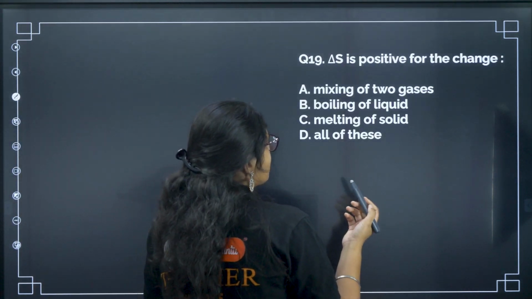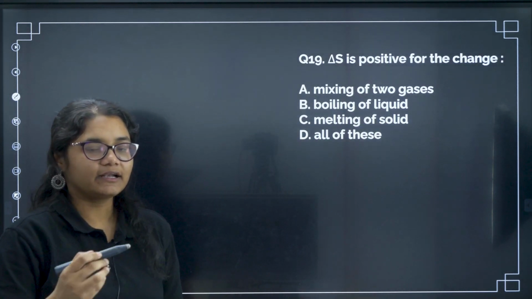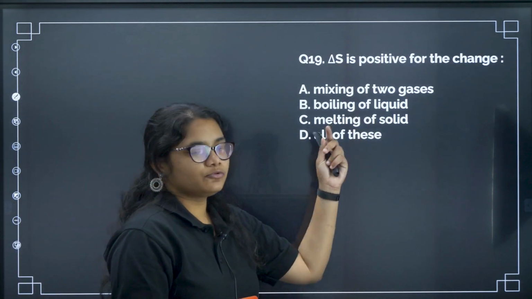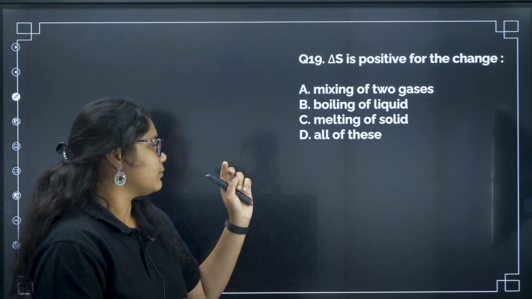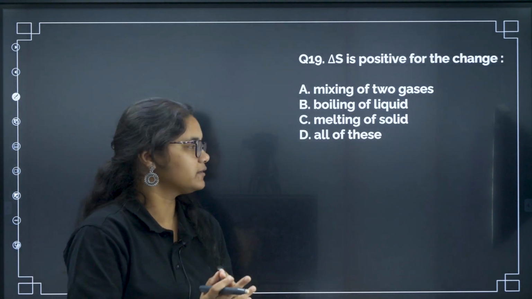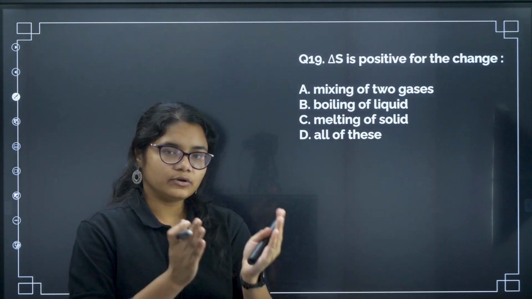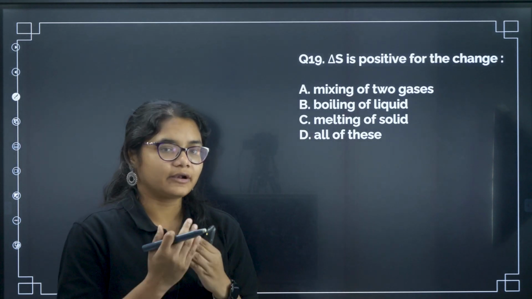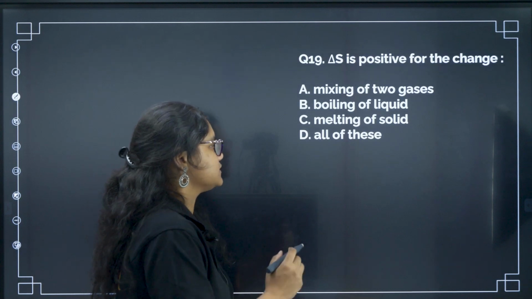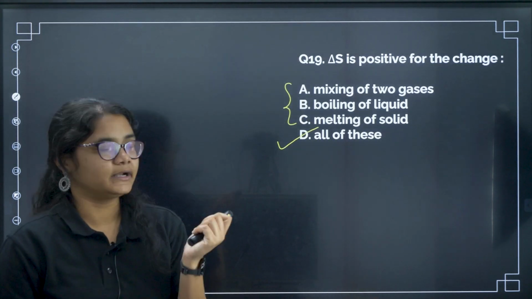Next, delta S is positive for the change. See, whenever randomness increases, delta S will be positive. So mixing of two gases, randomness increases. Boiling of liquid, that is from liquid state to vapor state, more randomness is increasing. So delta S is positive. Melting of solid, from solid to liquid state, again entropy or randomness is increasing. So delta S is positive. So all the three are correct. So the correct answer for this question is option number D.